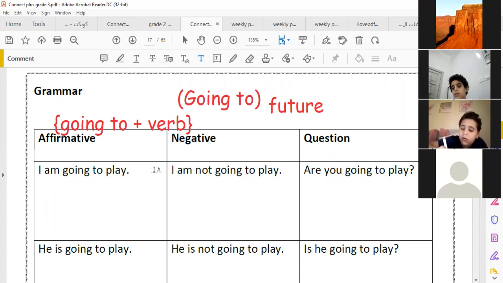When we want to say no, because negative means no, we put not. Where do we put not? After verb to be. What is verb to be? Verb to be is am in this sentence. So I am going to play. In the negative, I'm not going to play.